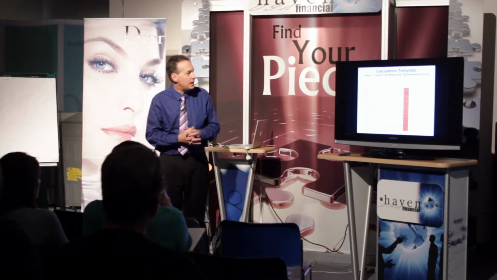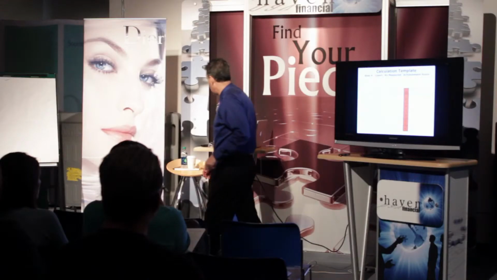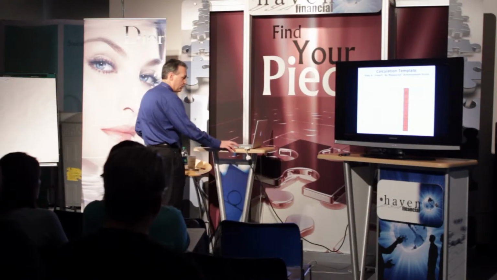So here is the actual score that we got as measured from our event. So we wanted to get 80 intro responses, and we received 100. So we were ahead there. We wanted to capture 100 leads, and we captured 150. We had a great event for the most part. Year-over-year growth, we wanted 5%. We only did 4% right there. And so we continue calculating that through.